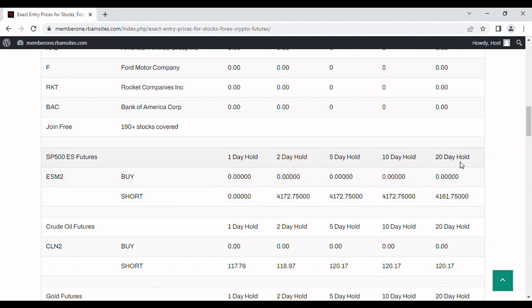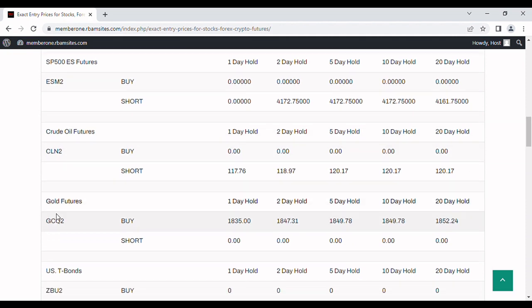Worst case, you close out at the end of 20 days for a loss if you did not take a profit in the intervening period. So that's how this works. Again, we publish all this data before 7 a.m., Monday through Friday. On the futures, we have the S&P E-minis, crude oil, gold, and T-bonds.